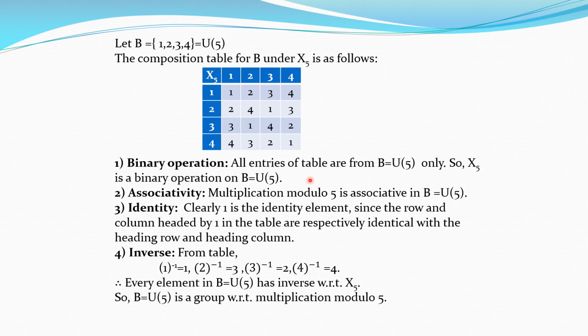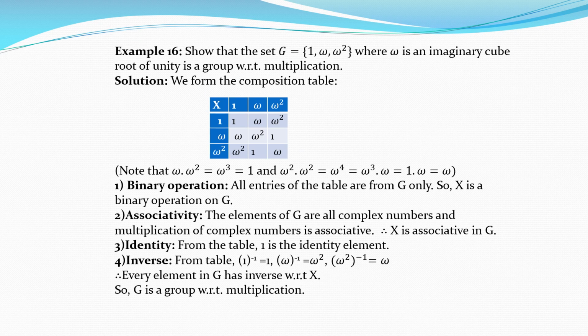Now for the second, B is 1, 2, 3, 4, which is nothing but U5 because all these are between 1 and 5 and relatively prime to 5. Now similar to U10, we can show that U5 is again a group. The procedure is the same.